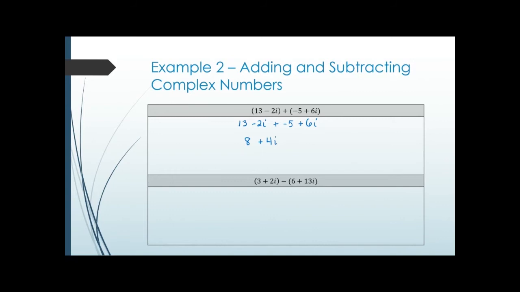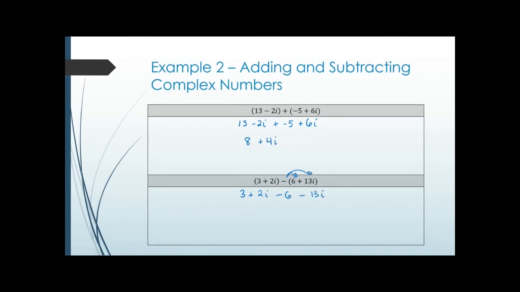So if you pretend your i is like a variable like x, the same rules apply when we are simplifying with like terms. Now with subtraction, we have to distribute through the parentheses just like we would with any other expression where we had like variables. So my 3 plus 2i, I don't need those parentheses in front. And then I'm going to distribute the negative to get a negative 6 and a negative 13i.